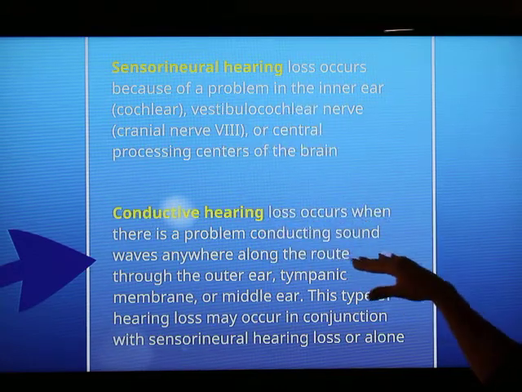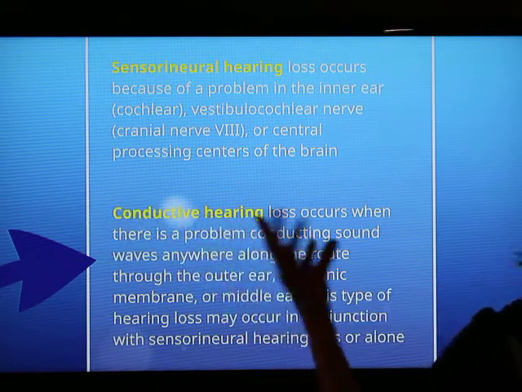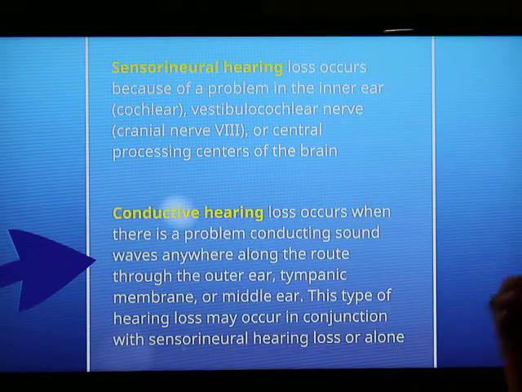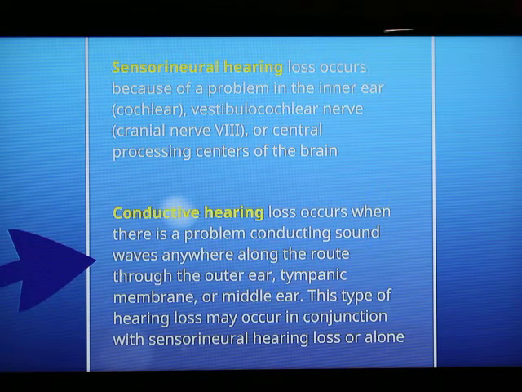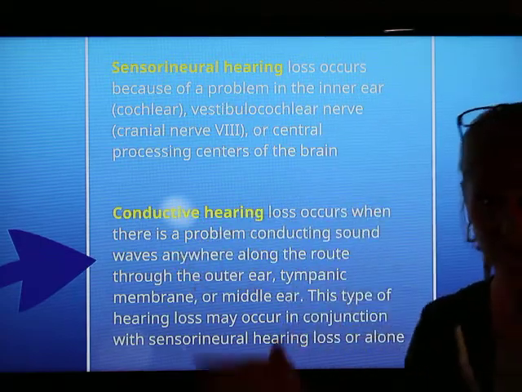A conductive hearing loss is if there is a problem anywhere along the conduction pathway. So it could be the tympanic membrane, it could be the middle ear. Sometimes these work together, sometimes they're completely separate.